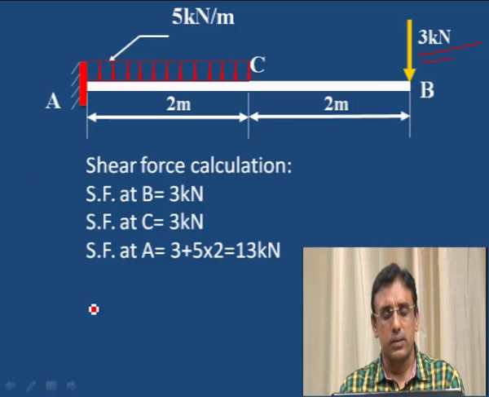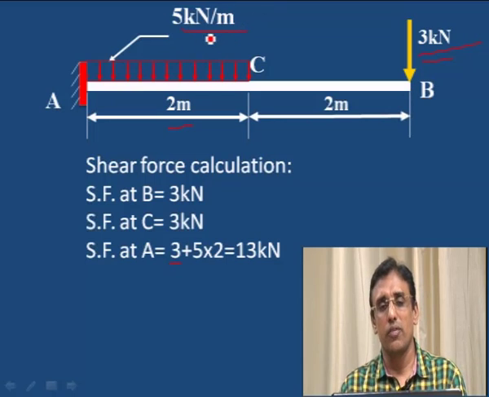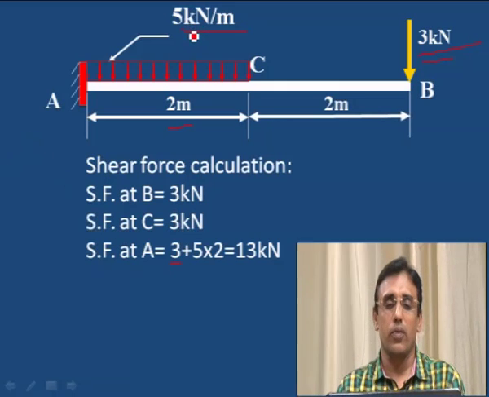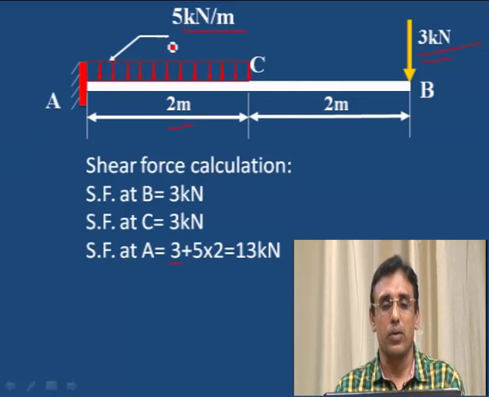Next, shear force at A. You can see 3 kilonewton is the previous value, plus this load, 5 kilonewton into 2. 5 kilonewton per meter is the uniformly distributed load. As I already explained, a uniformly distributed load has to be converted into a point load. 5 into 2, 10 kilonewton, plus 3, total 13 kilonewton is the shear force at A.